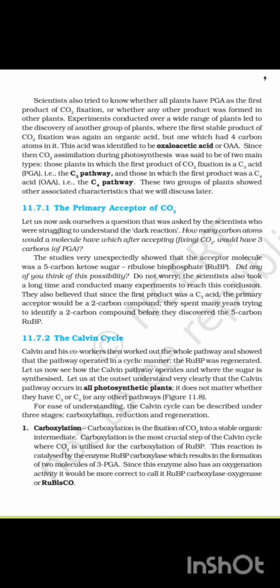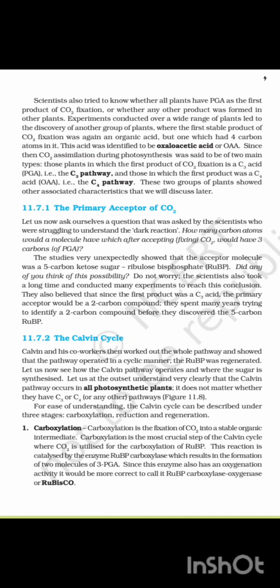11.7.1 The primary acceptor of carbon dioxide. Let us now ask ourselves a question that was asked by the scientists who were struggling to understand the dark reaction. How many carbon atoms would a molecule have which, after accepting carbon dioxide, would give 3 carbons of PGA? The studies unexpectedly showed that the acceptor molecule was a 5-carbon ketose sugar, ribulose bisphosphate, RuBP.